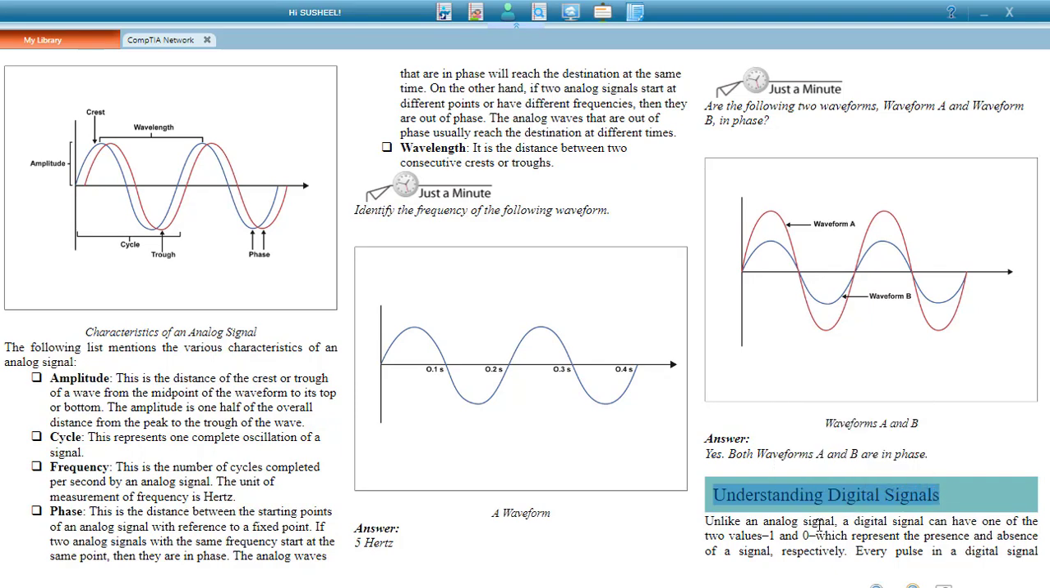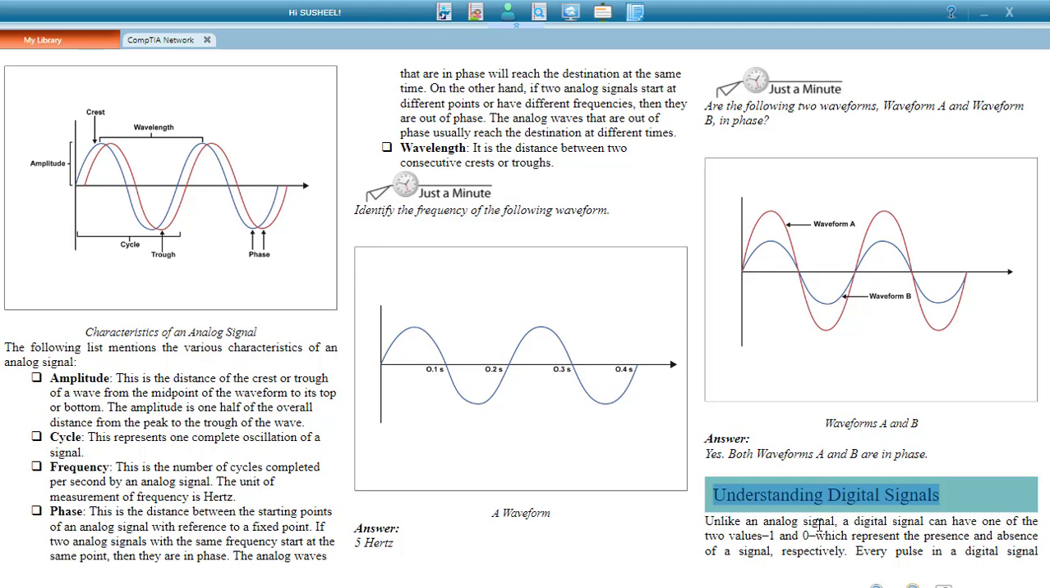Understanding digital signals. Unlike an analog signal, a digital signal can have one of two values, 1 and 0, which represent the presence and absence of a signal, respectively. Every pulse in a digital signal represents one binary digit, or a bit. 8 bits represent a byte.